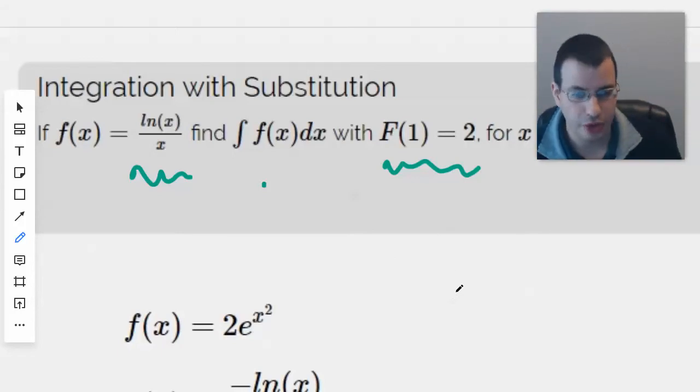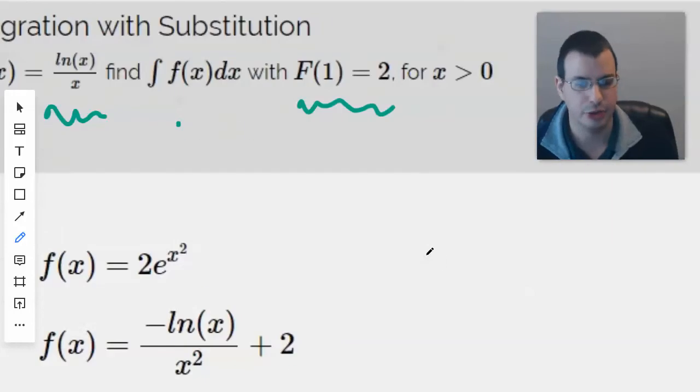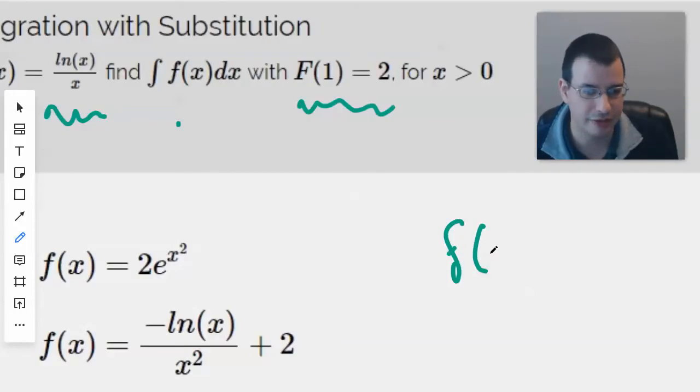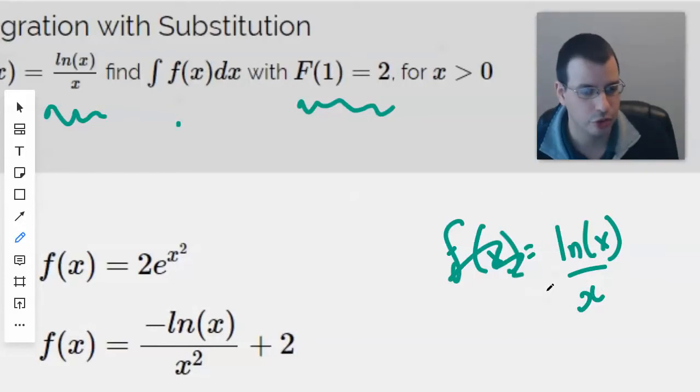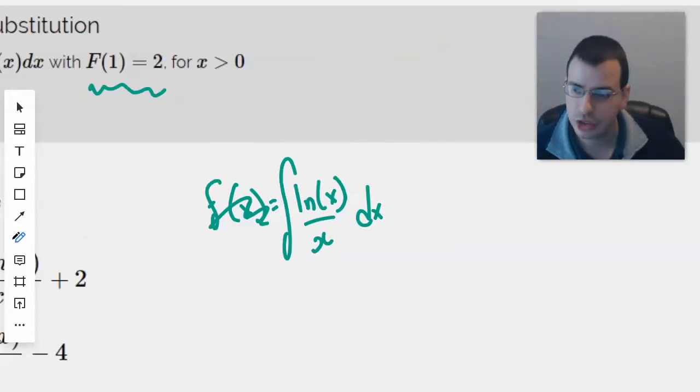So rewrite this guy. F of x equals natural log of x over x. We'll do the integral of such dx. Change colors to show that we're mentally changing gears. I don't know if it's a higher gear or a lower gear.